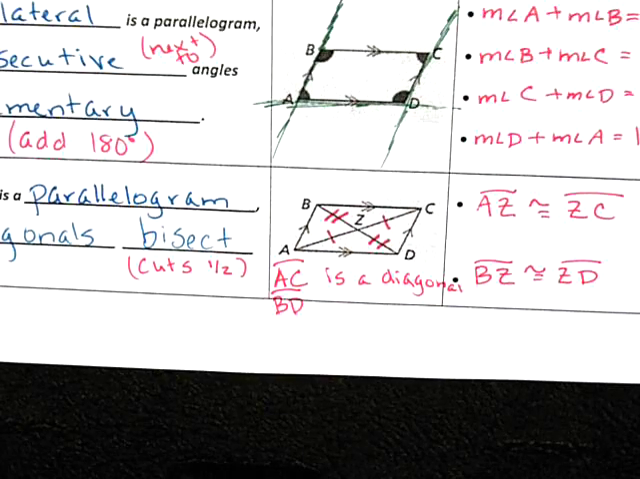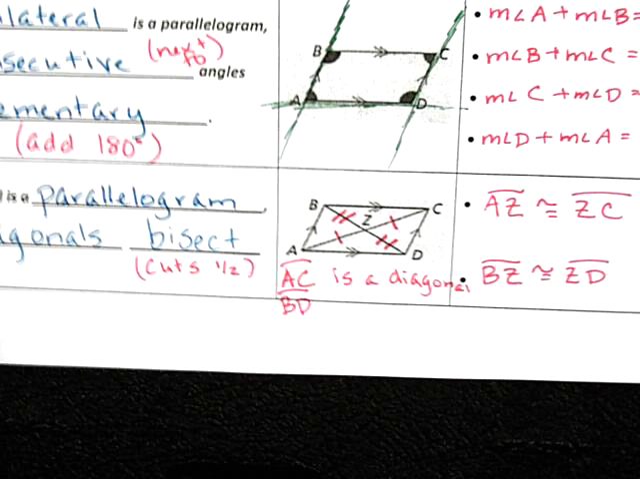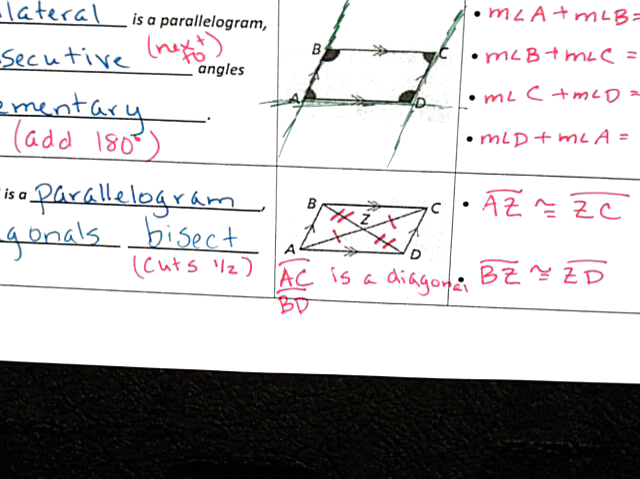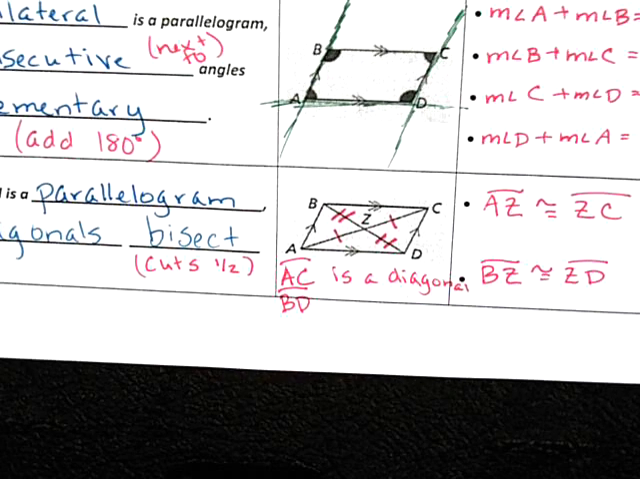This theorem is not telling you that all four of those segments are congruent. It's telling you that the two diagonals bisect each other. Okay, they do not necessarily have to be the same. In fact, most of the time in a strict parallelogram, they're not. Okay, we'll get into different types later. So for now, please make sure your diagram is marked accordingly.